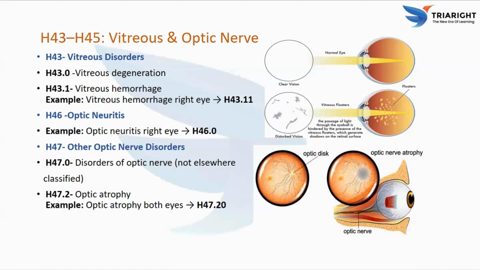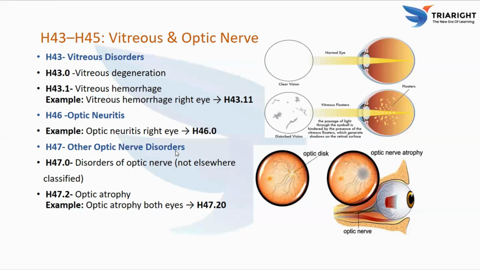So what are the symptoms of optic neuritis? You can see sudden blurred vision, pain on eye movement, decreased color vision, and also temporary vision loss. For example, optic neuritis right eye is diagnosed in the patient. You have to assign the code H46.0. And there are also other optic nerve disorders which are classified under category H47.